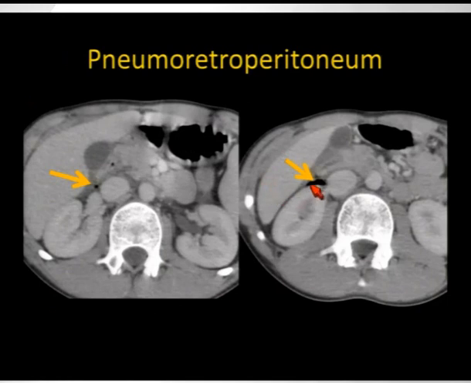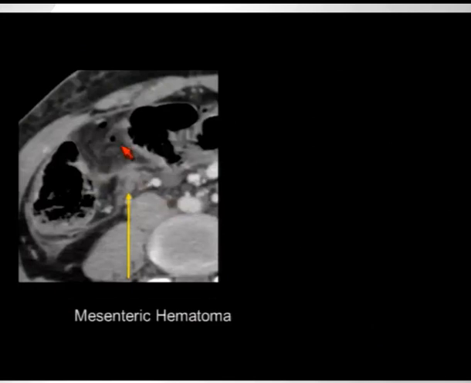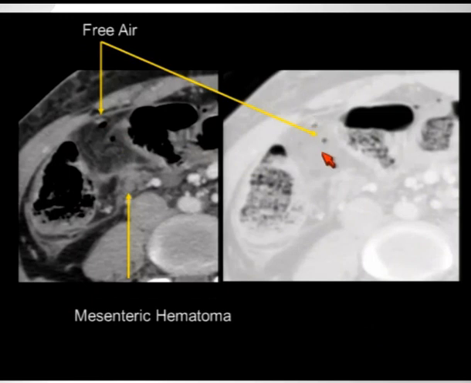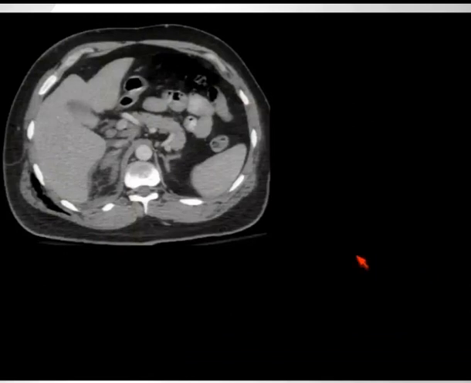It can also be located in the retroperitoneum in this patient with a proven duodenal injury who also has extraluminal fluid adjacent to the second portion of the duodenum. Or it can present with only small gas collections that are more easily and readily seen on the lung window settings. This patient in addition has a mesenteric hematoma and was proven to have an ileal perforation at laparotomy.